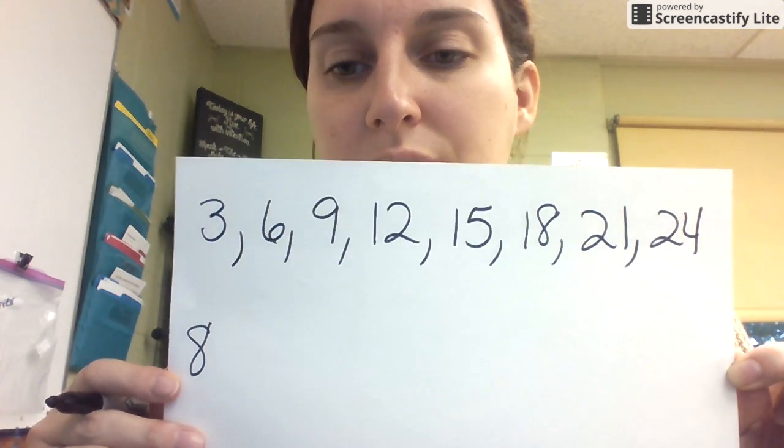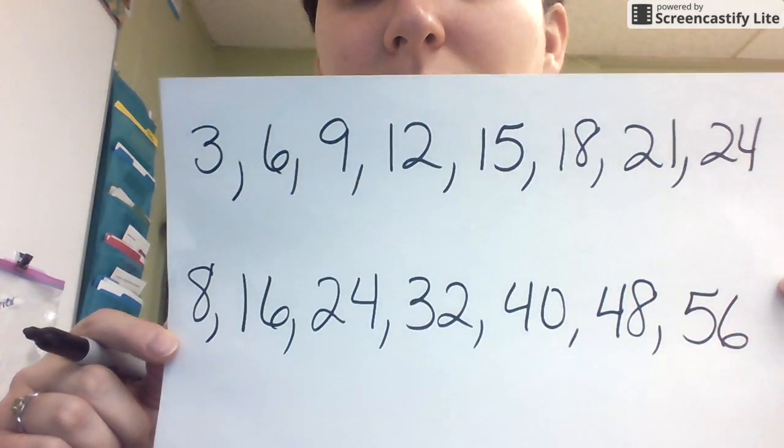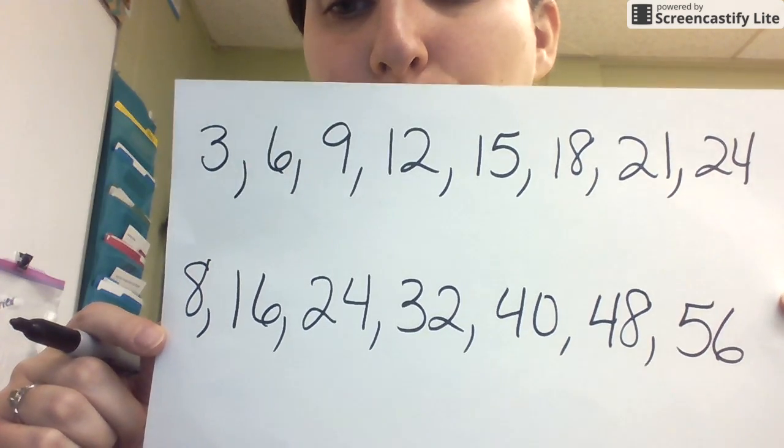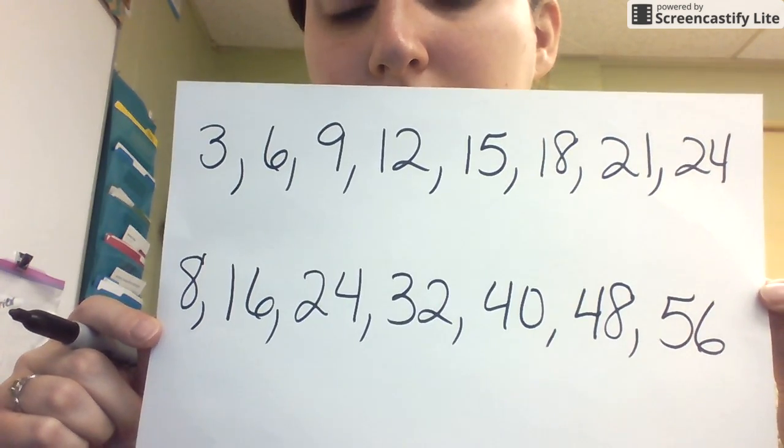Now we're going to skip count with 8. So we start with 8, then we go 8, 16, 24, 32, 40, 48, 56. Now I've run out of room on my page for 8s. So we skip counted and did 8, 16, 24, 32, 40, 48, 56.